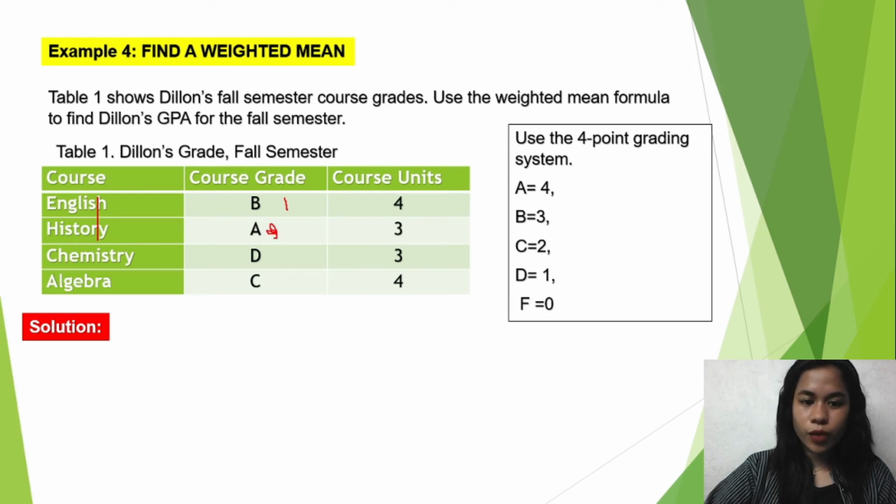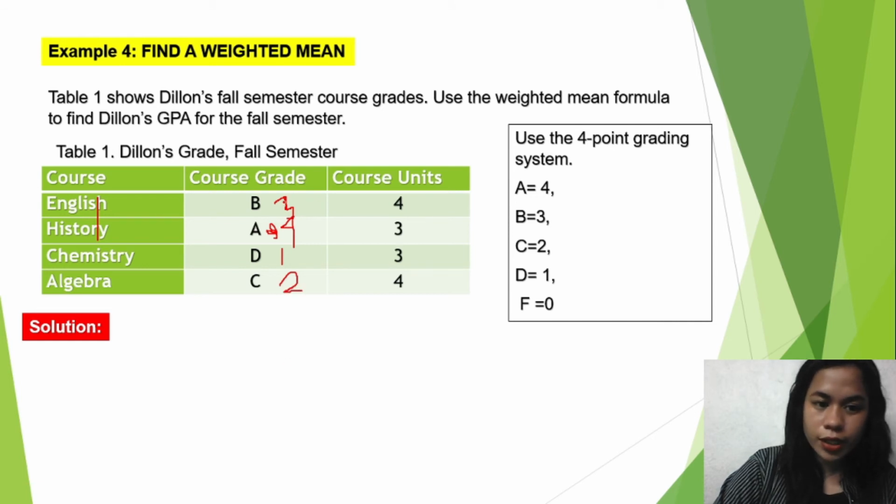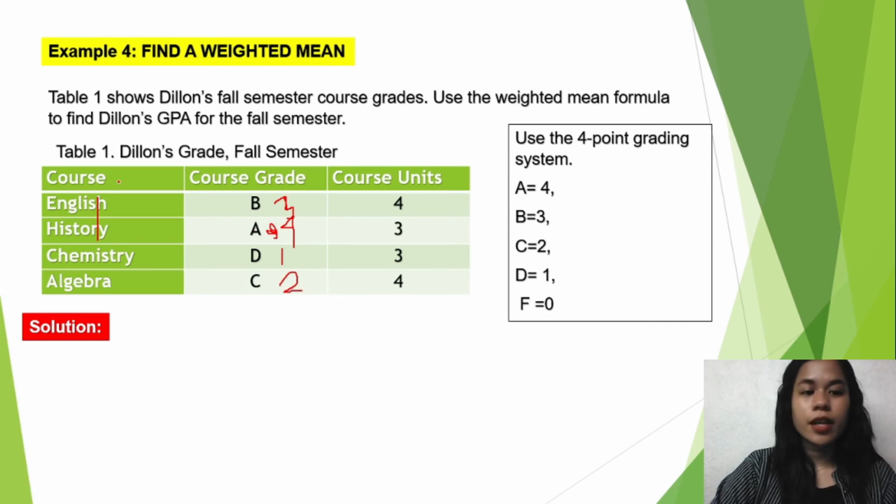So we need to write 4 here. And for B, we have 3. D is 1, and then C is 2. Okay. So, meron na siyang specific course grade in each subject.